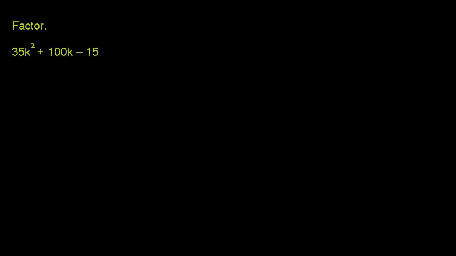And if we look at all of these numbers, they all look divisible by 5. In fact, their greatest common factor is 5. So let's at least factor out a 5. So this is equal to 5 times 35k squared divided by 5 is 7k squared. 100k divided by 5 is 20k. And then negative 15 divided by 5 is negative 3.